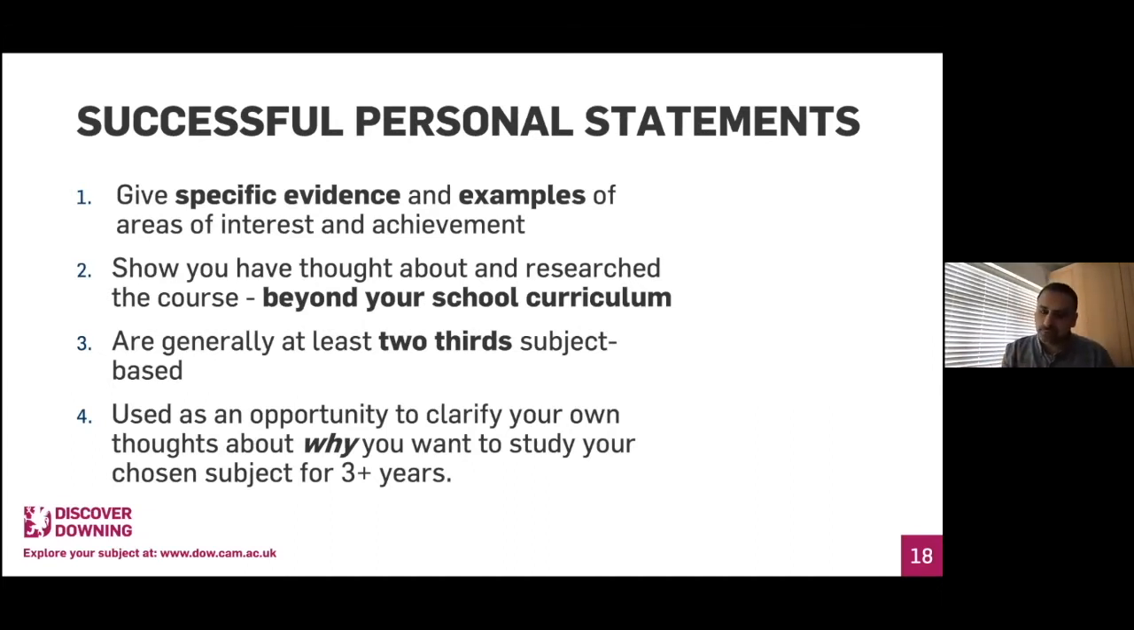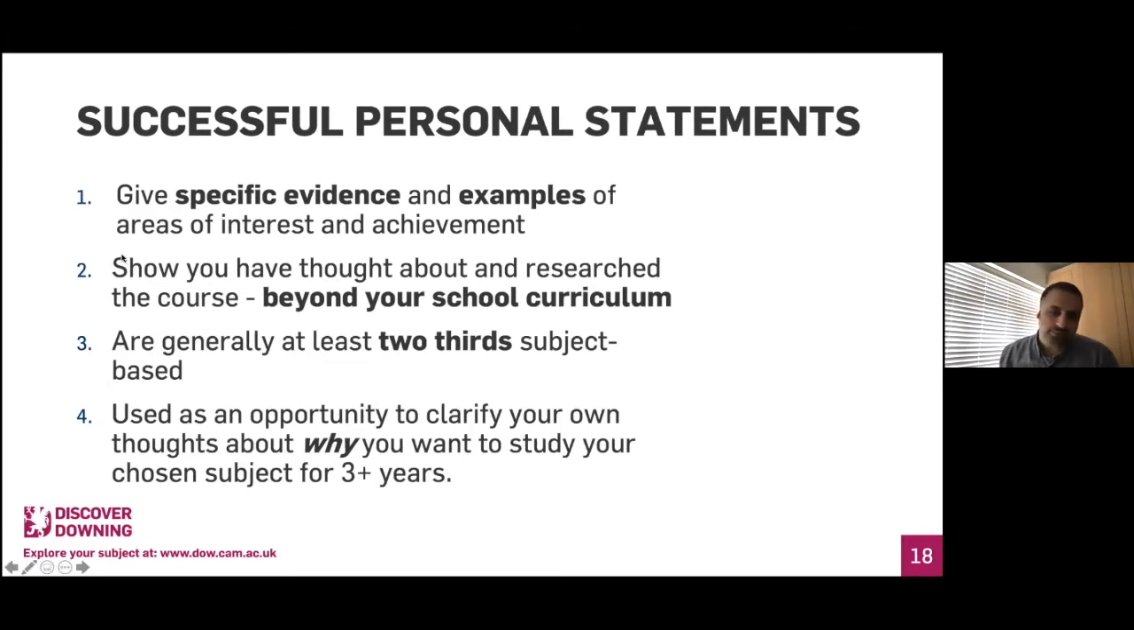However, it's far more informative if you were to pick out one or two of those references and talk about them in more detail. Talk about the impact it's had on you, talk about what you've learned from that experience, and really talk about how that has led to your decision about applying for that subject area at university level. So really, you need to show that you have thought about and researched the course beyond your school curriculum, and really have reflected on why you want to study that subject at university level.